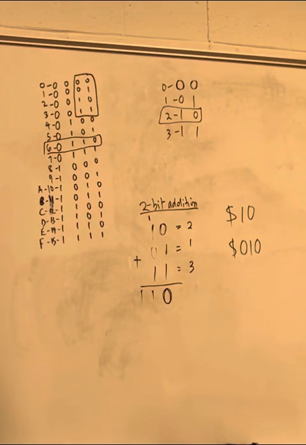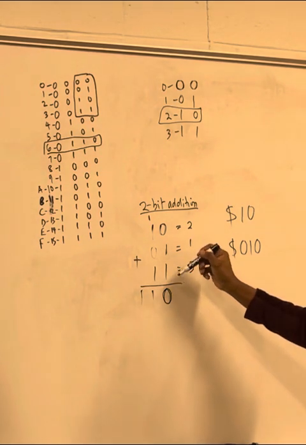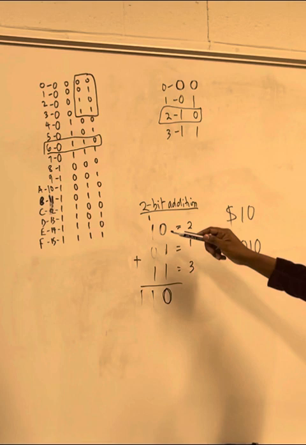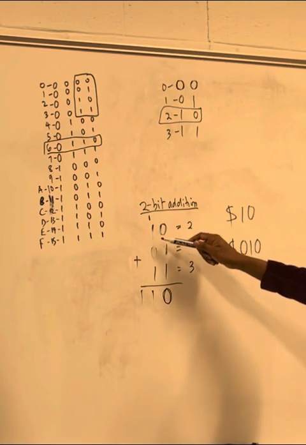And then we have what? 1 plus 1 plus 1, which is what? 3. And 3 is what? 1, 1.